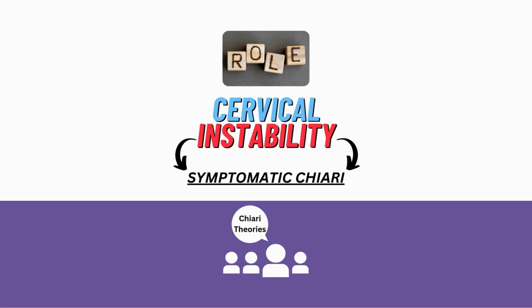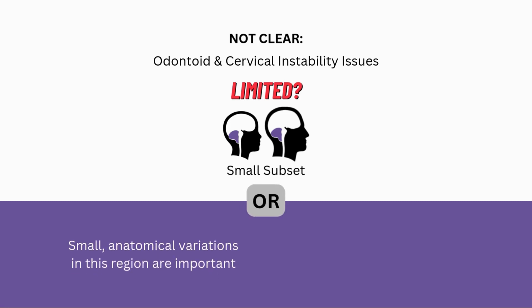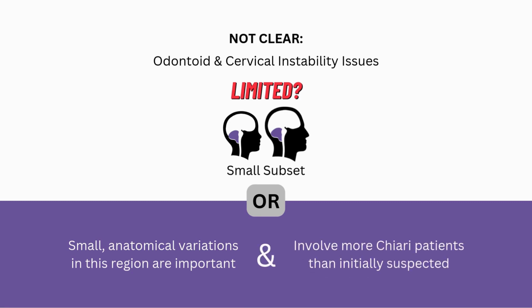The role that cervical instability may play in symptomatic Chiari will be discussed more in a later module when we are reviewing Chiari theories, but currently it is not clear if odontoid and cervical instability issues are limited to a small subset of Chiari patients or if small anatomical variations in this region are important and thus involve more Chiari patients than initially suspected.